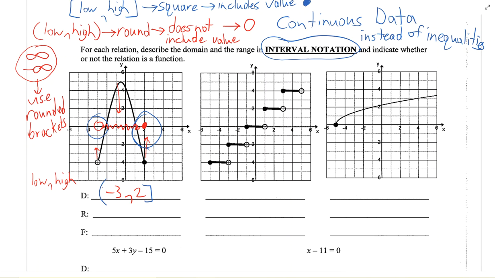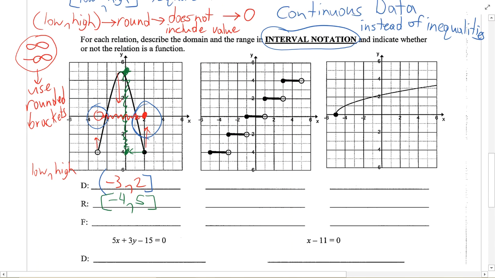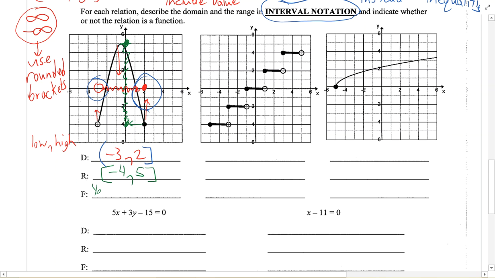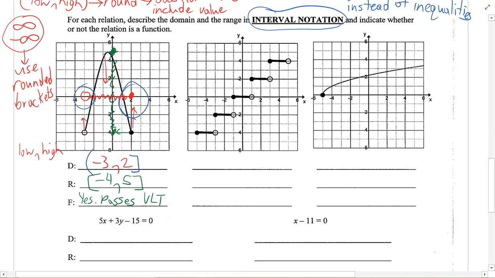Okay, the range. So the range is tricky as well now. If I squash everything to my y, I touch this point here, and here this point shades in the open circle, and so I have all these values in between. So for my range, my low value is -4, my high value is +5, and I touch both of them, so they both should be square brackets. And is it a function? Yes, and that's because it passes the VLT. Okay, there's one output for each input.